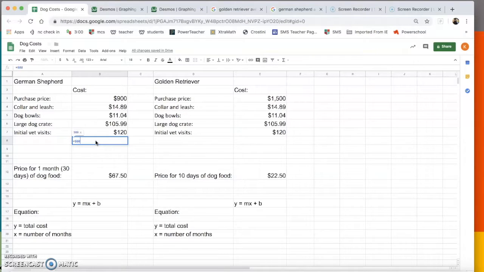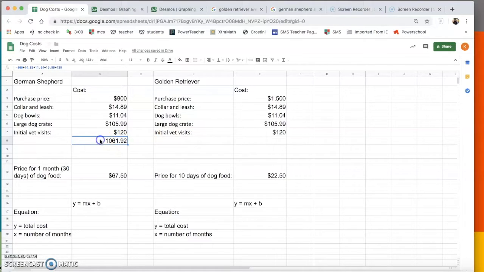I'm going to type in $900 for the purchase price of the German Shepherd. And then I'm going to put an addition sign, and I'm going to add the $14.89 and then the $11.04 for the dog bowls, and then the $105.99 and the $120 for the initial vet visits. And then I'm going to press enter, and it's going to come up with my sum. And there's different ways to do this, but I'm just going to keep it simple because a lot of the kids haven't seen very much information when it comes to how to use a spreadsheet.